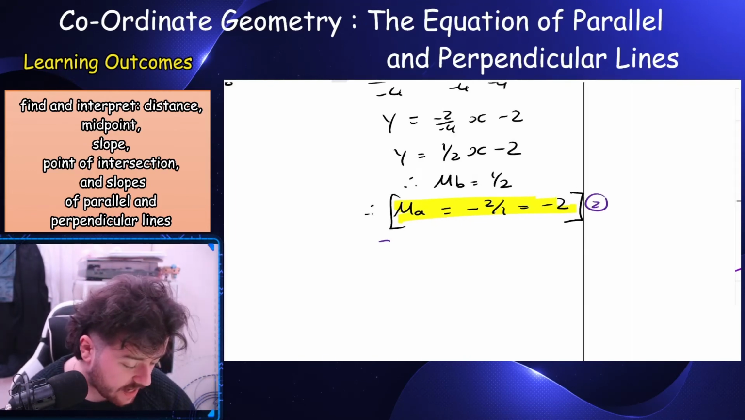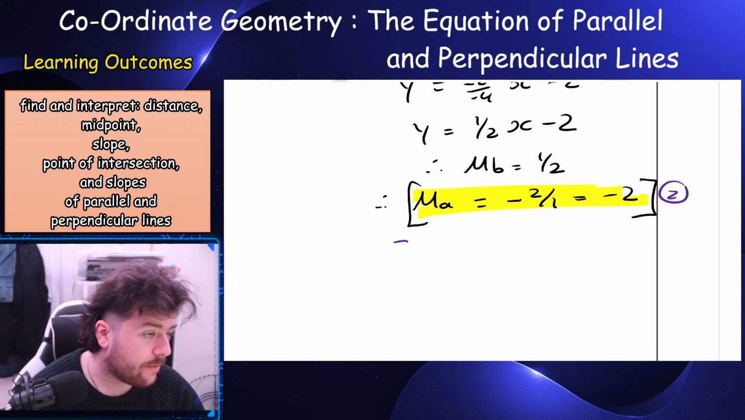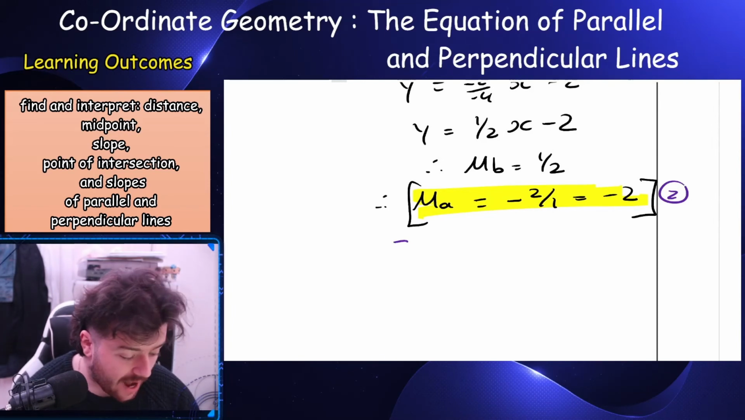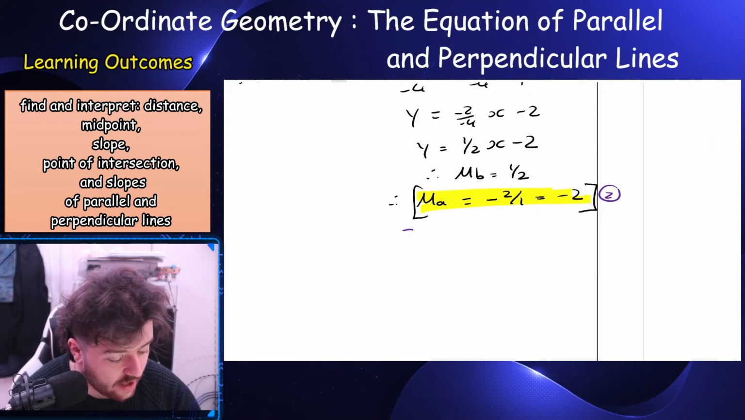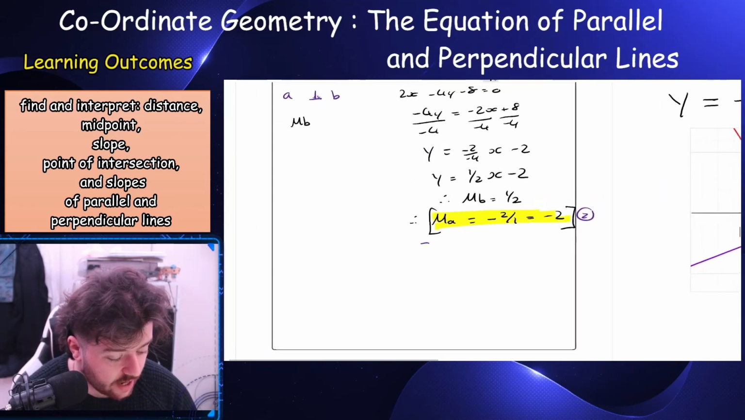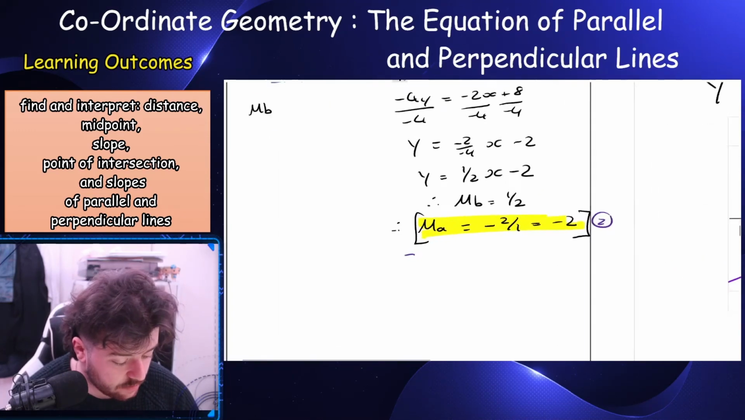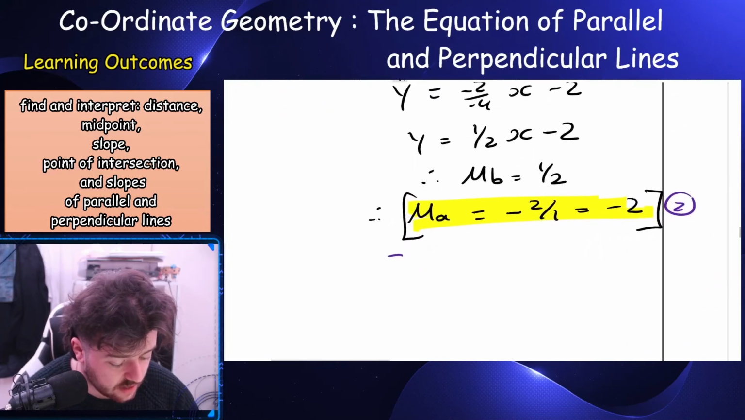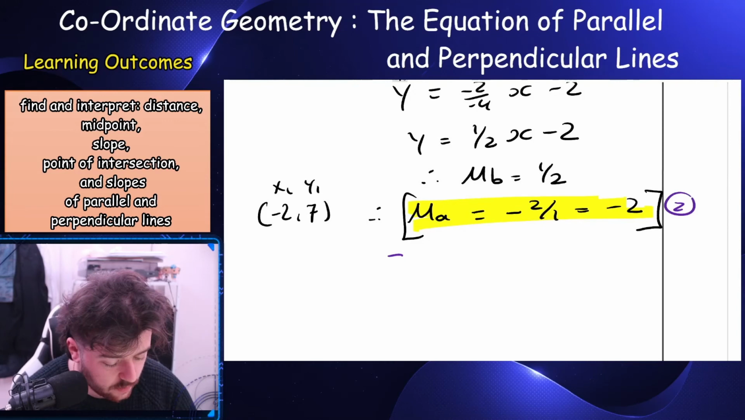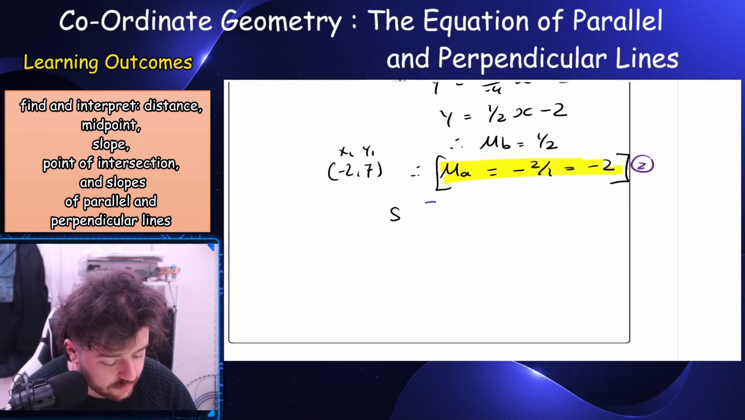So where was I? So mA, the slope of my line A, is equal to -2. So I now have the two pieces of information I need to sub in. I have a point on the line and I have my slope. So I'm just going to rewrite my point here so I have it. So I have 2 and 7. That'll be my x1, that'll be my y1. Now I just sub it in.